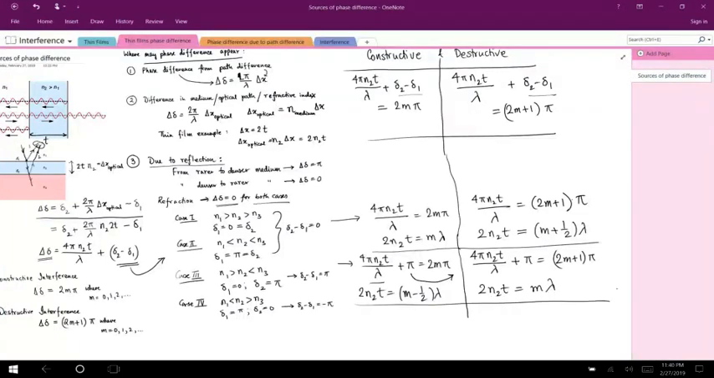Now I'm going to leave case 4 for you to work out. It's exactly the same as cases 1, 2, and 3, except now you have to use a different condition for delta 2 minus delta 1, which this time is negative pi.